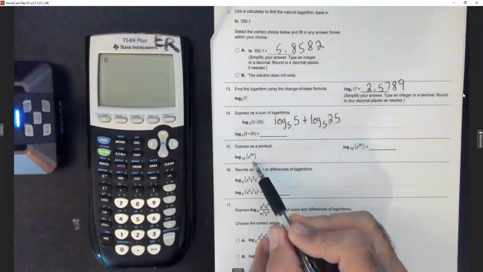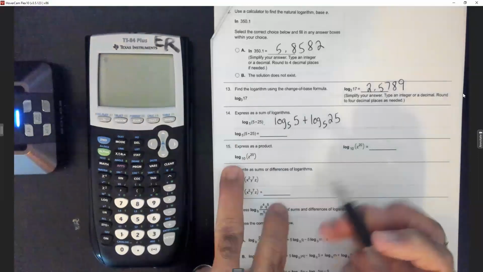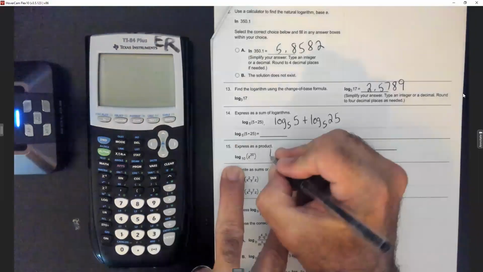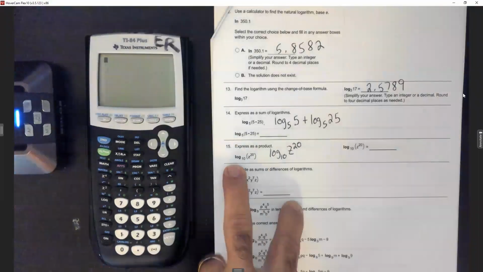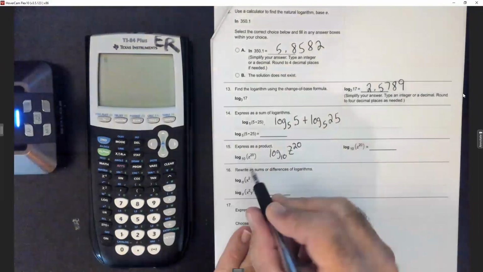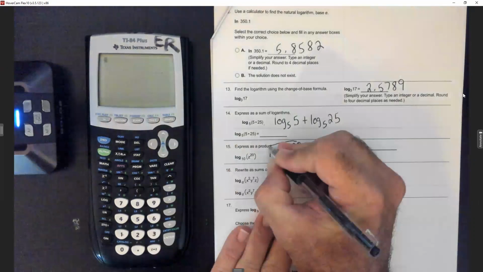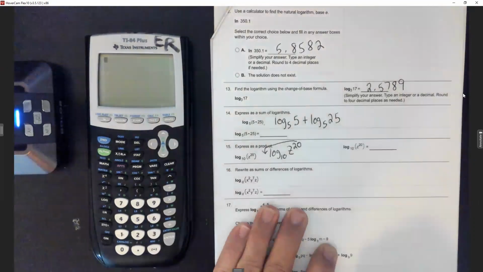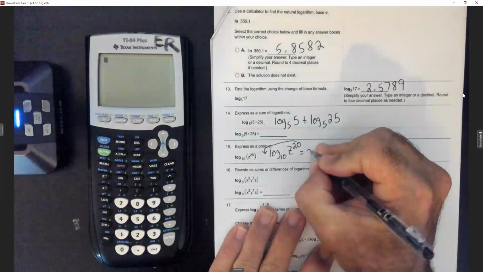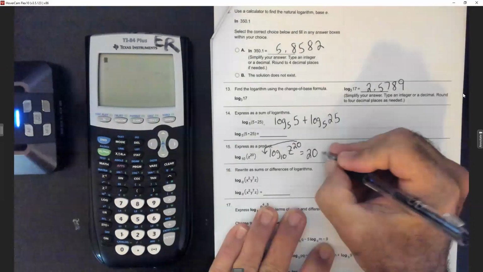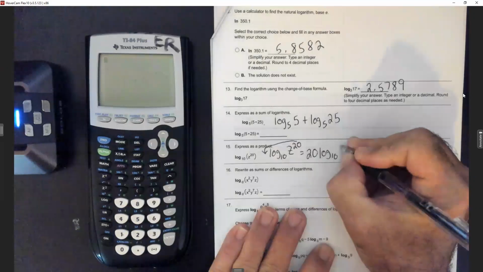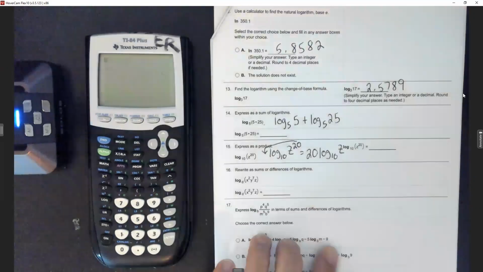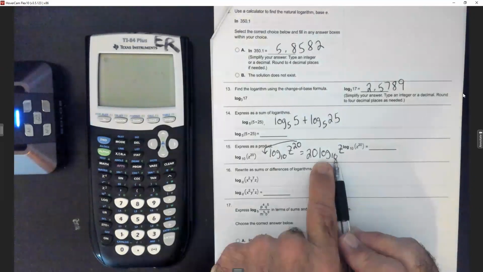All right, this one said express as a product. So I got log base 10 of z to the 20th. Well, remember, when they said express as a product, they just want me to bring this 20 down to the front of my expression so that I get 20 times log base 10 of z. It's tricky when you put these in. You got to remember to go to the little exponent box.